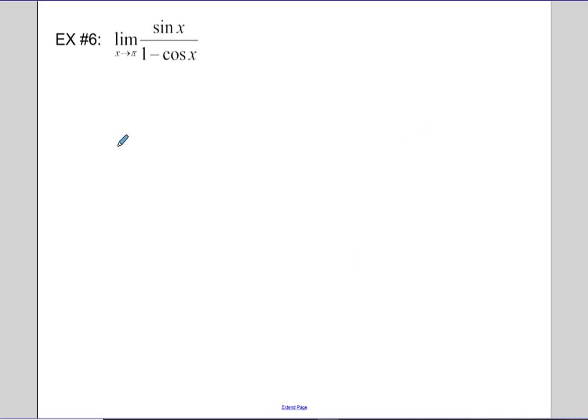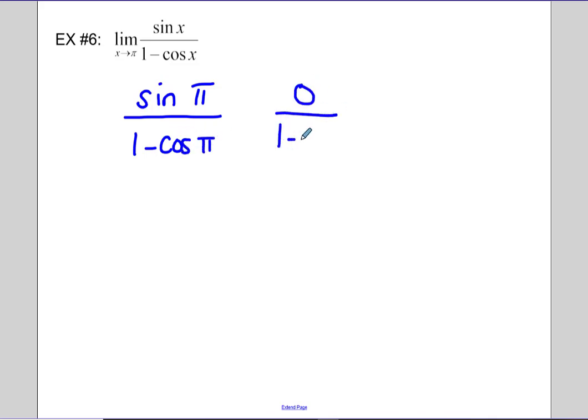In example 6, we are looking at x approaching pi. If we try direct substitution, the sine of pi is 0, and 1 minus the cosine at pi is going to be 1 minus negative 1. So we're going to end up with 0 divided by 2, and that's not an issue. It's not indeterminate form. It's an okay situation with the numerator being 0 and the denominator any nonzero real number. Our limit at pi is 0.